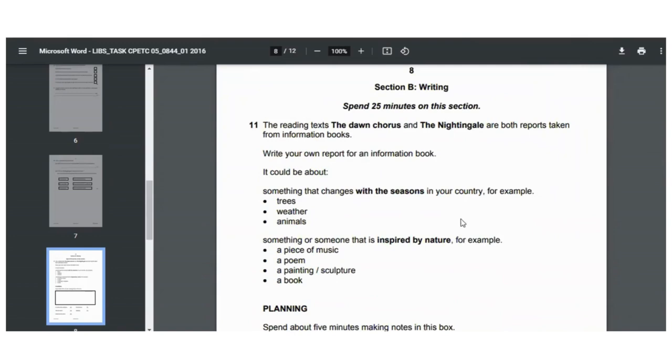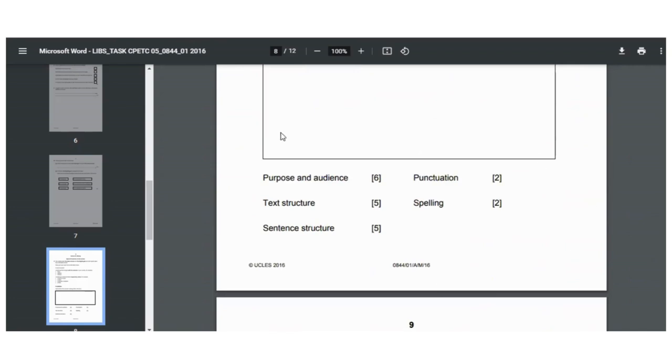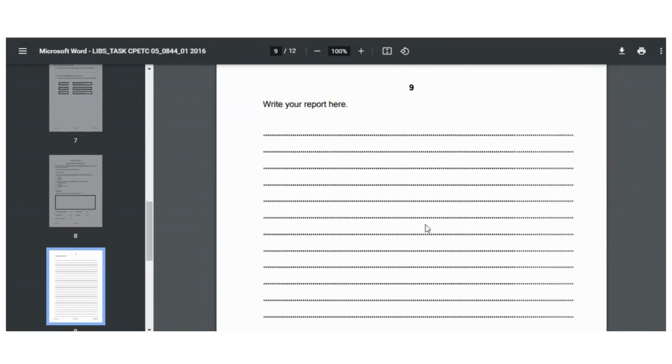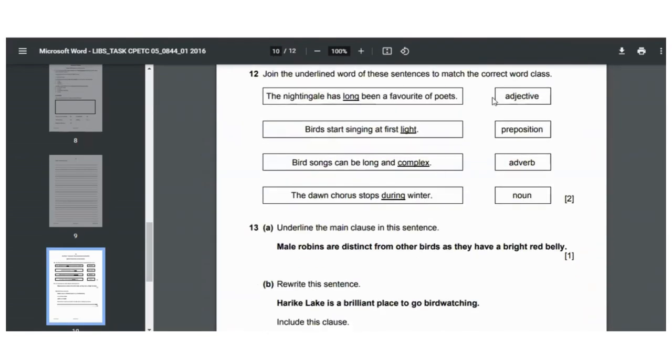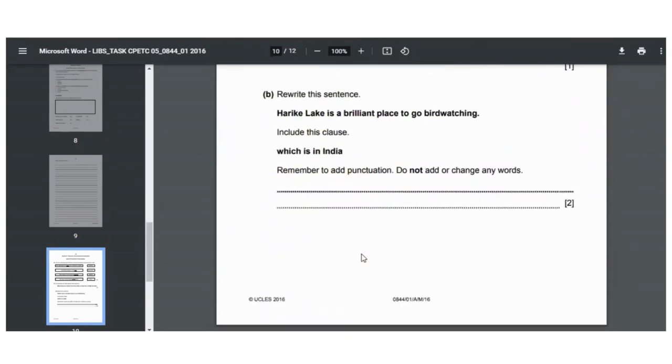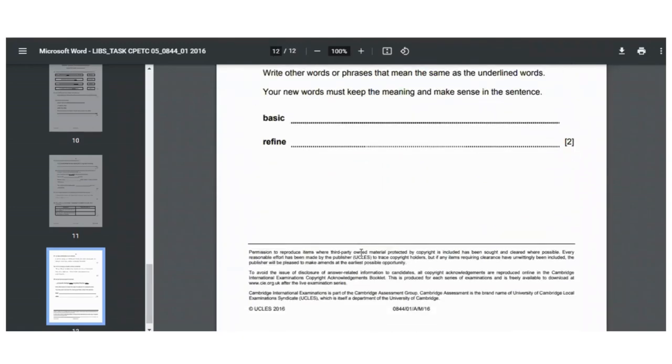And then of course there's a section B, which is writing. You can see they give a little bit of planning, and the mark structure is also given at the bottom of the past paper. Then you can see it's literally 1 page to write your report, right? They don't give you too many pages. And a bit of grammar work at the end to finish off the paper. So that's generally how English is structured.